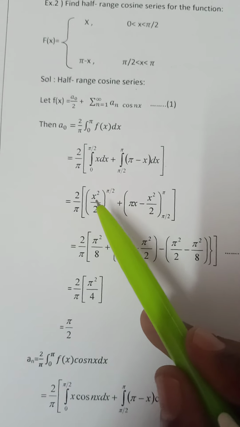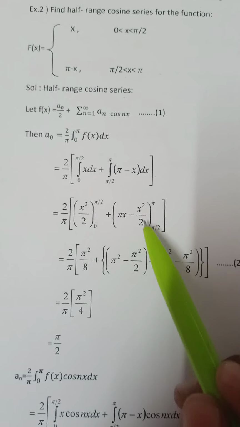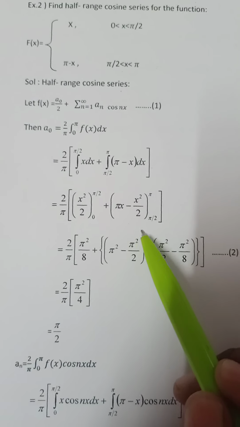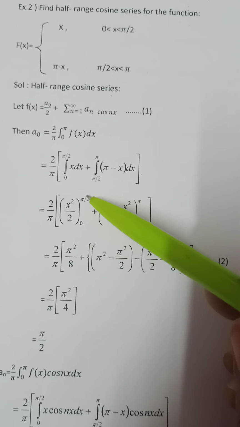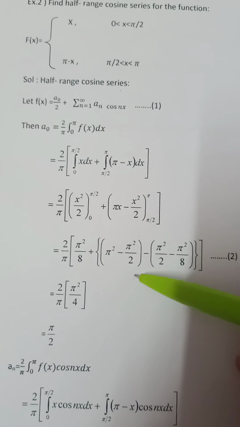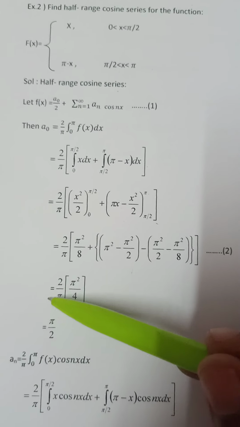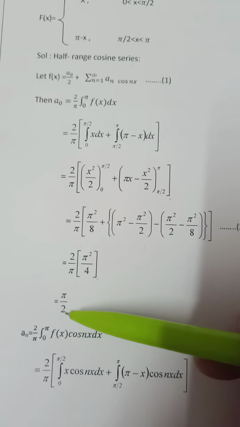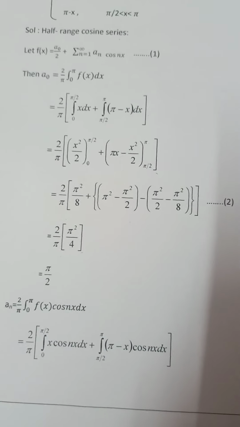Here we have integrated the terms. Integration of x is x square by 2 from 0 to pi by 2, and integration of the other term is pi x minus x square by 2 from pi by 2 to pi. Now put the limits, the upper limit of x and the lower limit. Here also the upper limit and the lower limit. You will get 2 upon pi times pi square by 4. Just simplify, and you will get the answer as pi by 2.